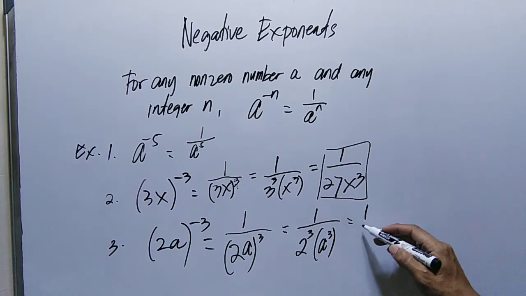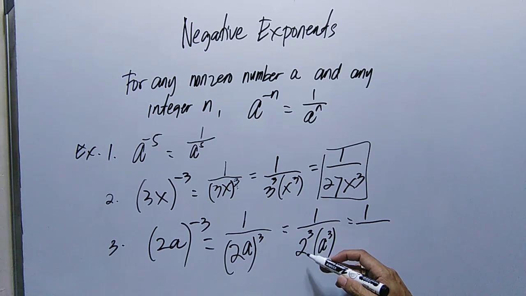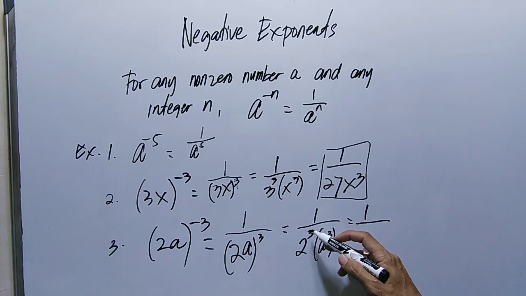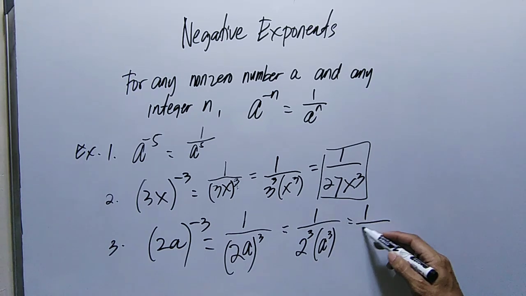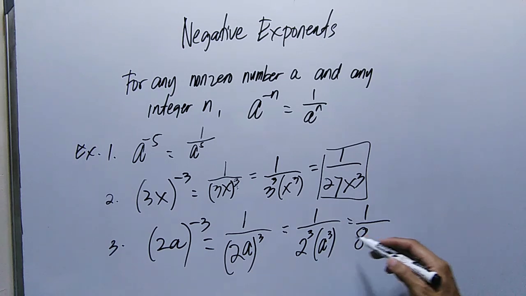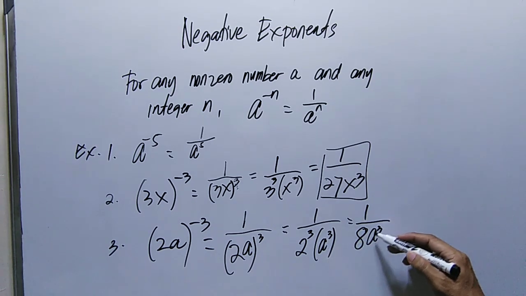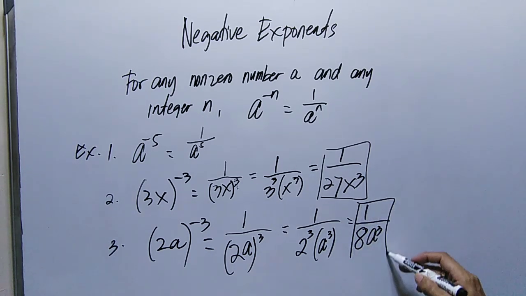So, 1 over si 2, i-multiply natin tatlong beses because of cube. So, 2 times 2, 4 times 2, 8. Then, si a cube, kopyahin na lang natin yan. Okay, this is your final answer sa ating example number 3.